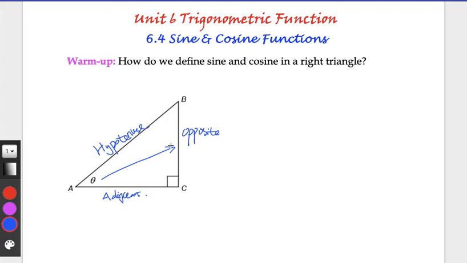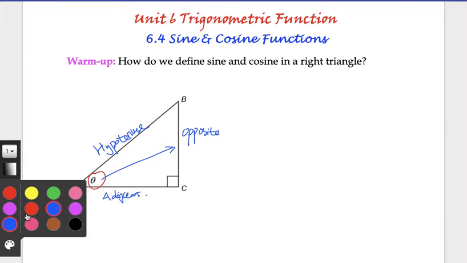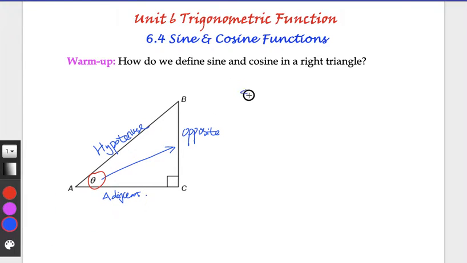The opposite and adjacent sides are always changing based on the position of the angle. But the hypotenuse is always the longest side, or you can say it is the side opposite 90 degrees. So the way we define sine or cosine is, we write sine as sin, but we do not call it sin. It's still sine. And we follow the angle. In this case, we just use a Greek letter to name it. Sine theta is opposite over hypotenuse.